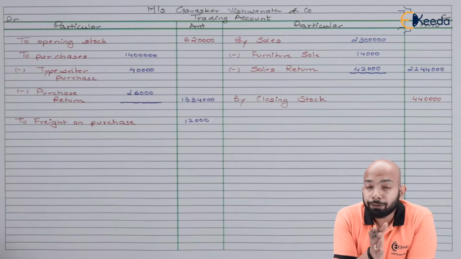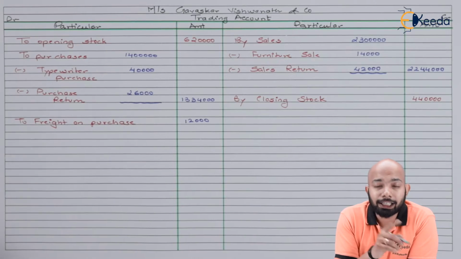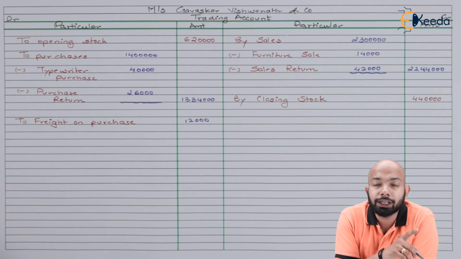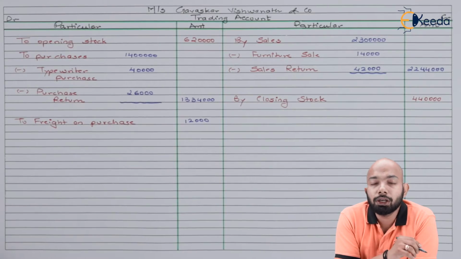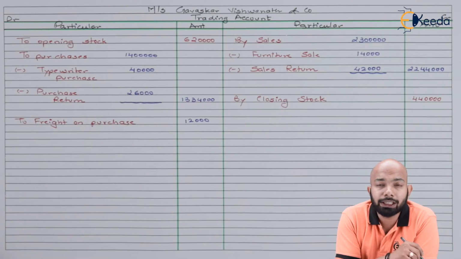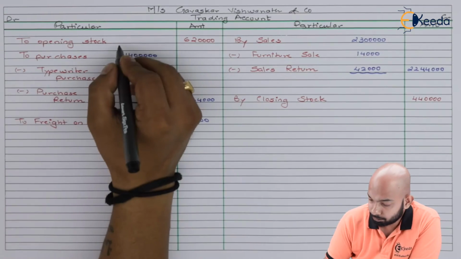Now, for the financial year ending 31st of March 2017, we have prepared the trading account. We have taken all the necessary items, as well as the considerations of all the adjustments that we have to mention in this specific illustration. When we start off with this trading account, we first mention the opening stock, which is 6,20,000, which was already given to us in the trial balance here.